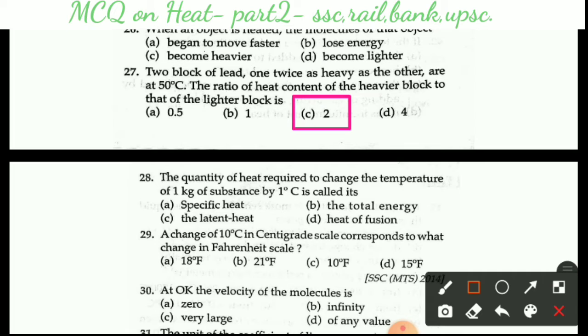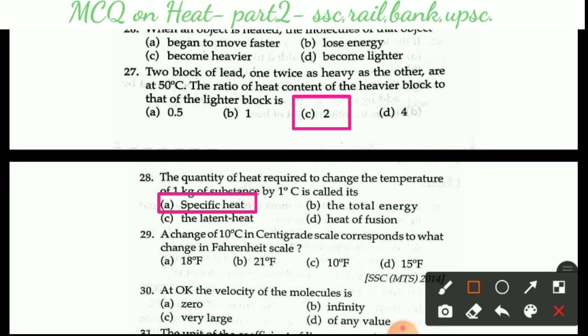Next question is question number 28. The quantity of heat required to change the temperature of 1 kg of substance by 1 degree Celsius is called its A specific heat, B the total energy, C the latent heat, D heat of fusion. Right answer of question number 28 is A, specific heat. Specific heat is the amount of heat required to change the temperature by 1 degree Celsius of 1 kg mass.